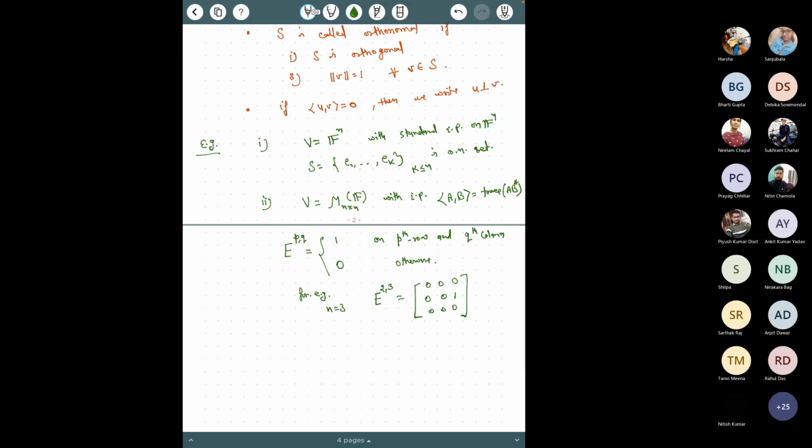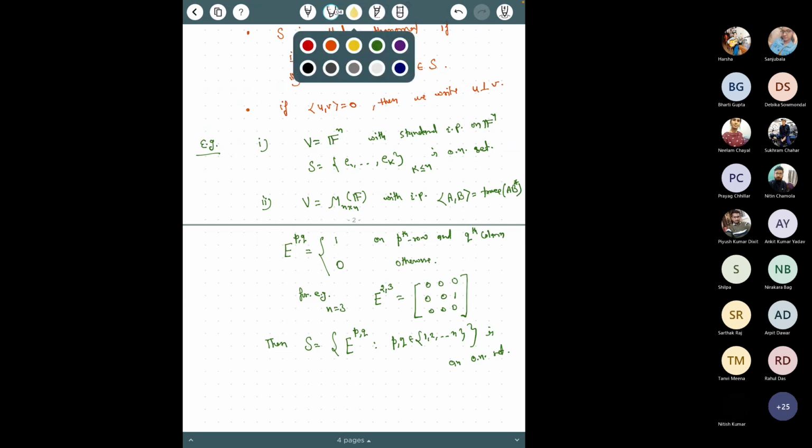So if V is n cross n matrices, and we consider this kind of matrices, then this set S, which is the collection of all matrices of this form, where p and q belong to 1 to n, one can check that this is an orthonormal set with respect to the standard inner product defined on this space. You just verify this. It is a simple verification.